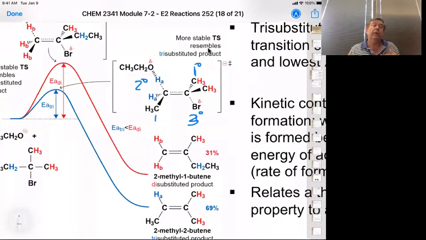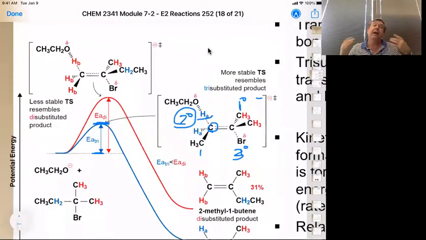So if we controlled our temperature very carefully and only gave enough energy so that a majority of our species had barely enough energy to overcome that first energy barrier, we would get predominantly our tri-substituted product, because it has the lower activation energy since we're using a secondary hydrogen instead of a primary hydrogen. Let's say we went the other way and took off one of the primary hydrogens. That's a higher activation energy, because the product it's forming is not as stable.